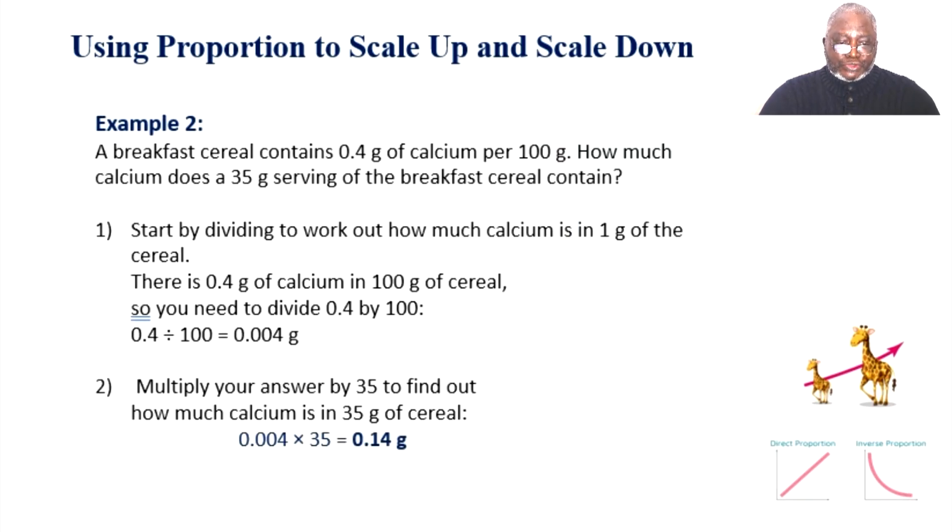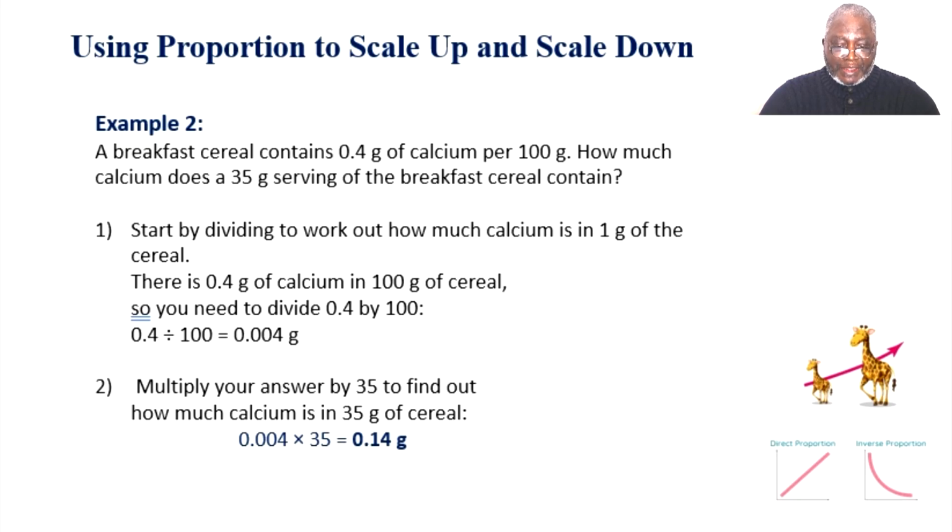Let's look at example 2 of using proportion to scale up and down. Breakfast cereal contains 0.4 grams of calcium per every 100 grams. How much calcium does a 35-gram serving of the breakfast cereal contain?